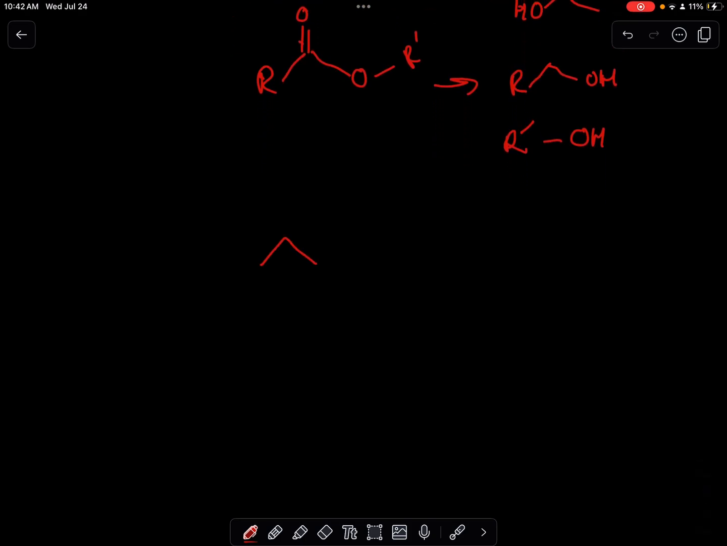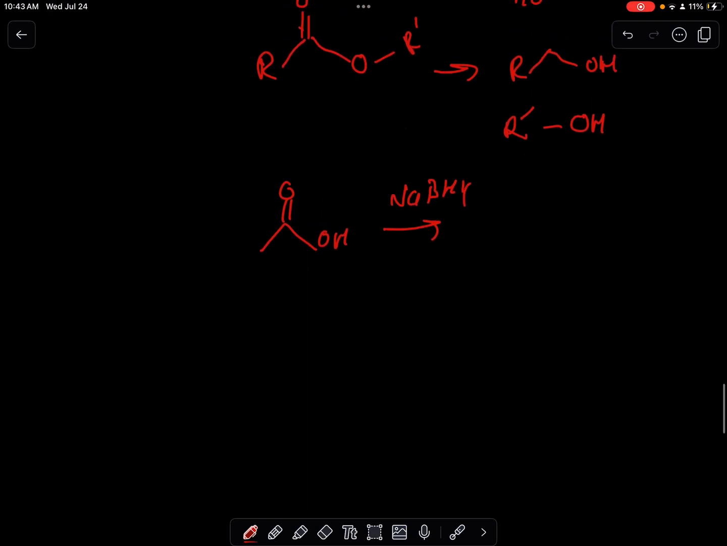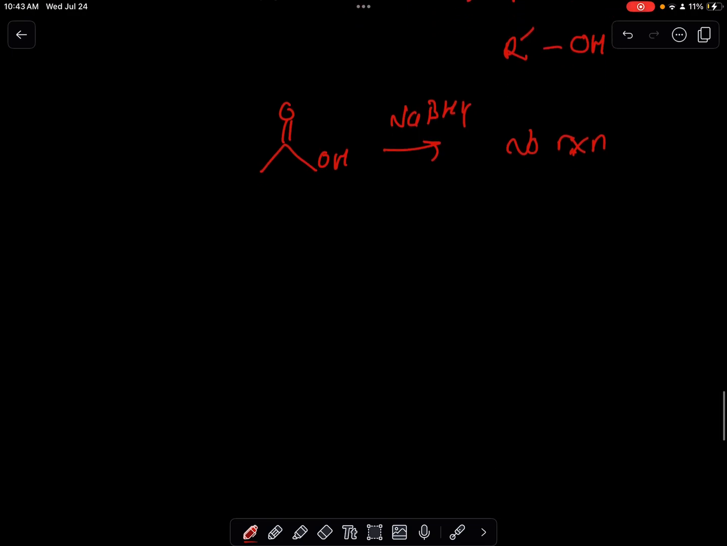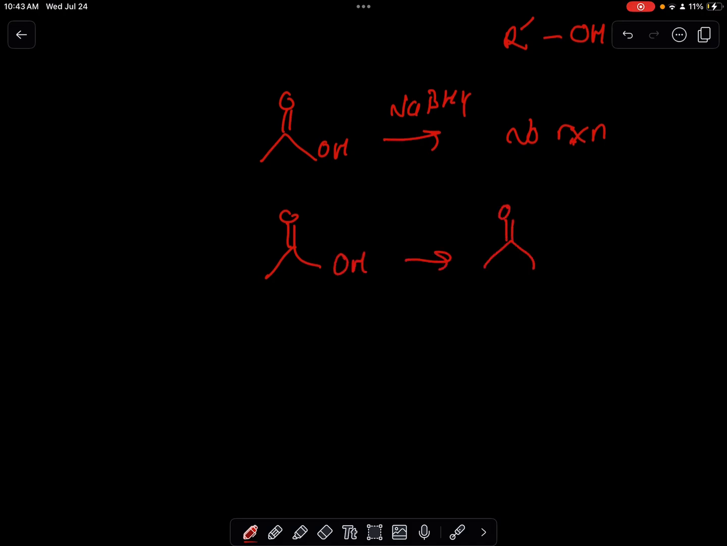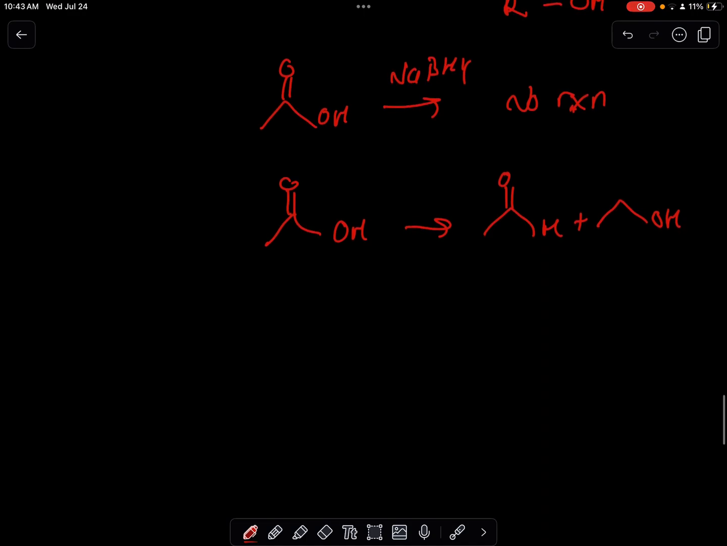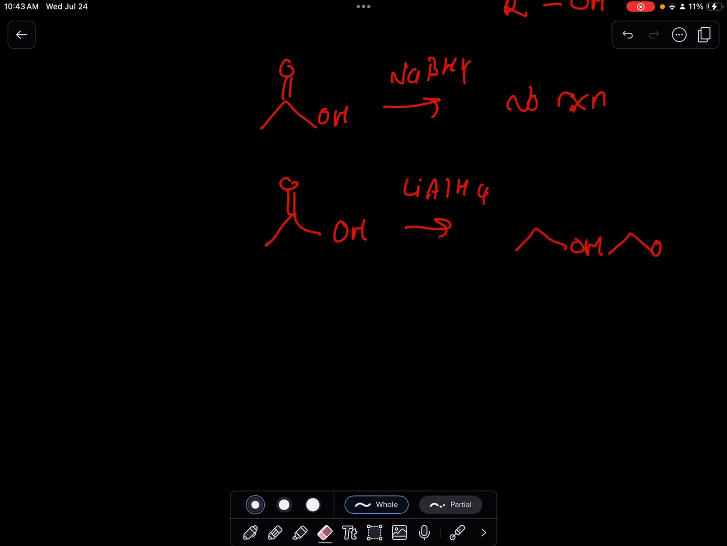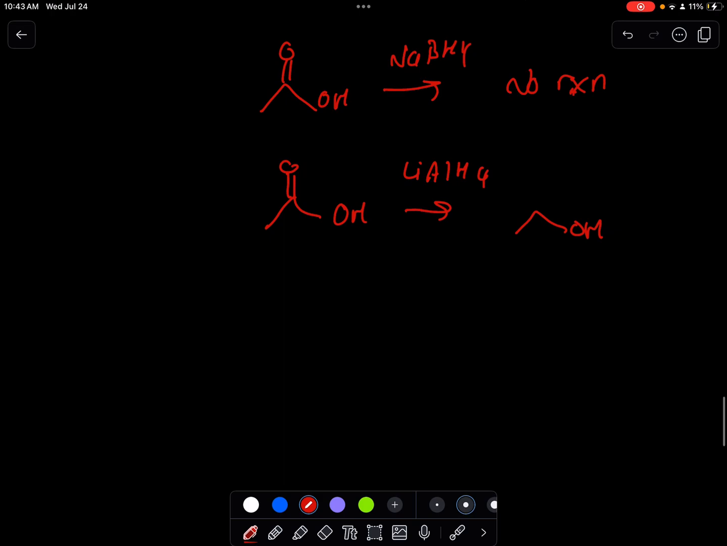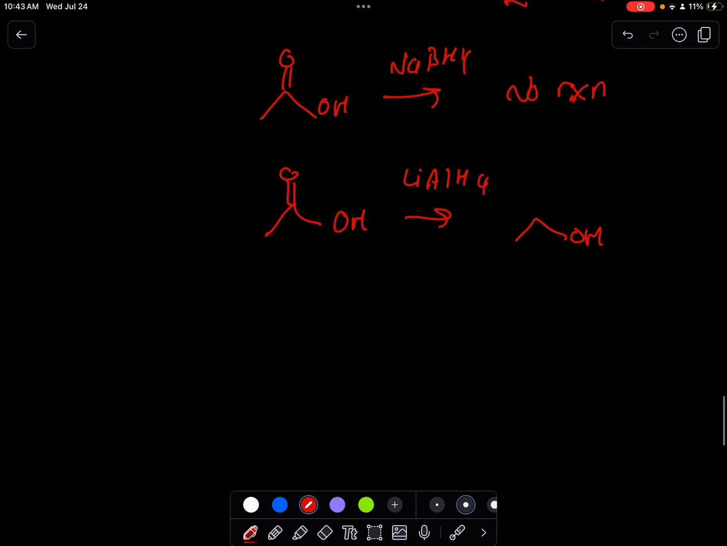What about carboxylic acids? What if we add sodium borohydride to a carboxylic acid? You get no reaction. If you add lithium aluminum hydride to a carboxylic acid, what do you get? We get this. You get these products. This is your product. We have reduced a carboxylic acid to a primary alcohol.